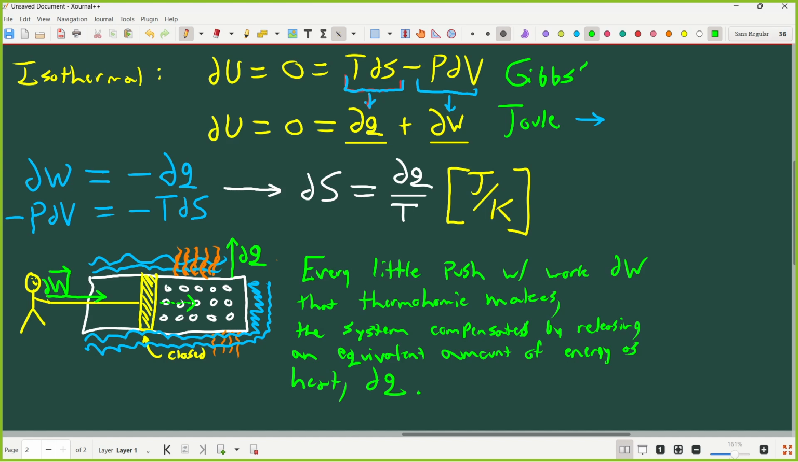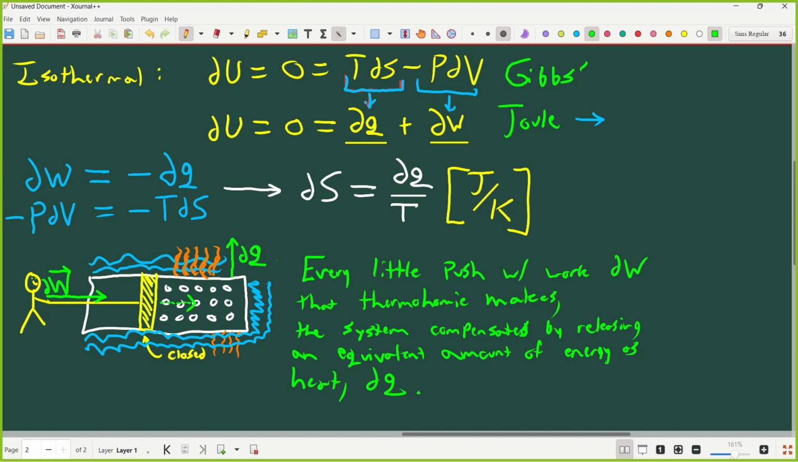If thermo-homie lets go of the piston and allows it to expand, the system will bring in heat to drive the expansion, which will be returned as work out. Right? The piston's going to provide work in this direction as the system brings in heat to expand. Okay? You just flip the signs.